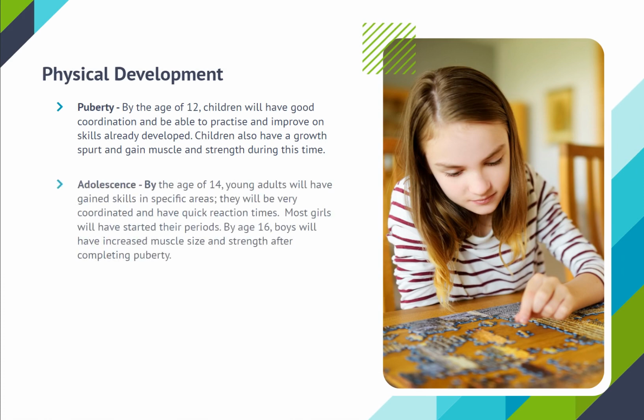Puberty. By the age of 12, children will have good coordination and be able to practice and improve on skills already developed. Children also have a growth spurt and gain muscle and strength during this time.